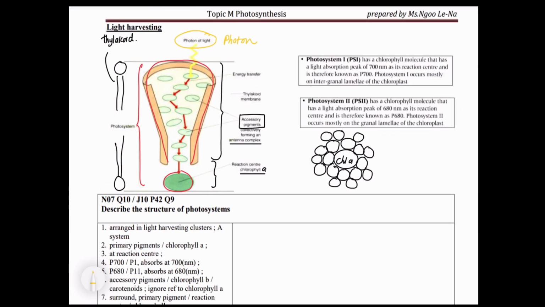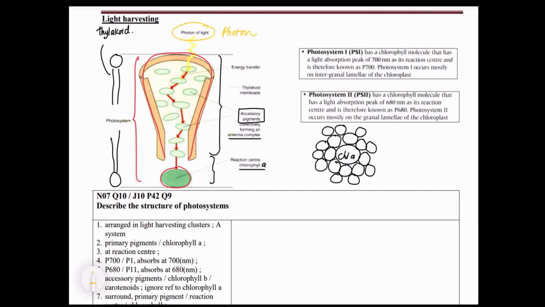When we say the photosystem or the pigments absorb the light, it's the light energy that's being transferred along the accessory pigments before it reaches chlorophyll A. So take note, the light energy is absorbed and transferred along the accessory pigments before reaching chlorophyll A. And when it reaches chlorophyll A, the electrons in chlorophyll A will be excited to a higher energy level.